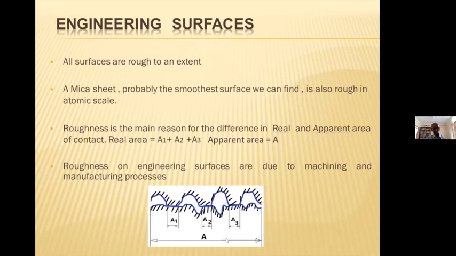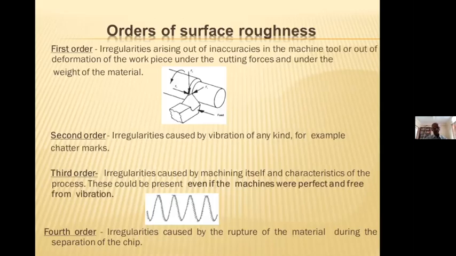Roughness on engineering surfaces is due to machining or manufacturing processes that we know. And depending on the manufacturing processes, there are different orders of surface roughness. So let us look at those orders. Firstly, the first order surface roughness is due to the irregularities arising out of the inaccuracy in the machine tool or out of the deformation of the workpiece under the cutting forces and under the weight of the material.